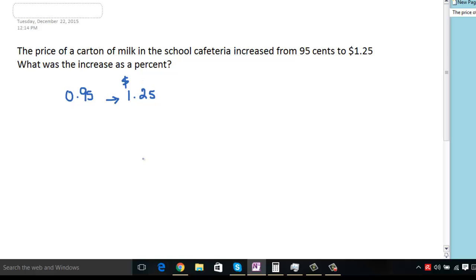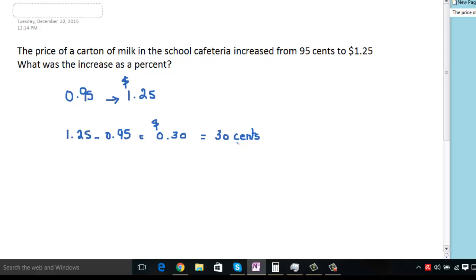So we need at least to know the difference. So the difference in price is going to be 125 minus 95 cents. So 5 minus 5, 0. 12 minus 9 is 3. So as you can see, $0.30, which means 30 cents. This is the amount of the increase of the price.